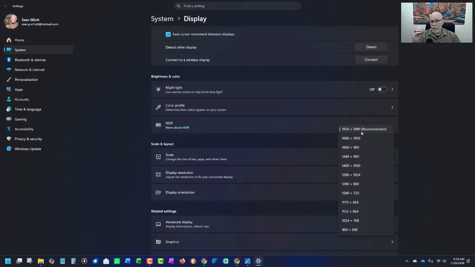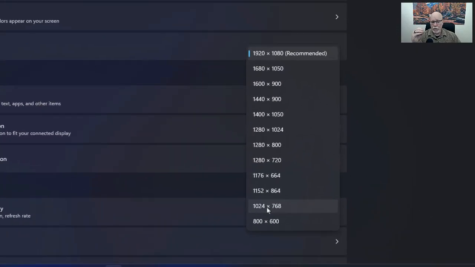What I ran across when I was helping a friend that ran into this issue is they were at 1024 by 768 and it was saying recommended. So sometimes Windows doesn't get it right. Most of the time, again, I've never seen it be recommended and have it wrong, so this was a first. Most of the time, recommended is going to be the one that you want, and then you will be good to go.